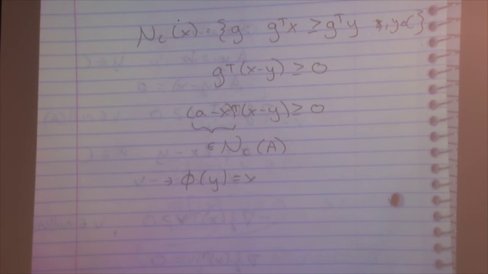Or, well, it's the same problem modulo a transformation using phi at the end to get back x. Is that clear to everybody? Okay, great.